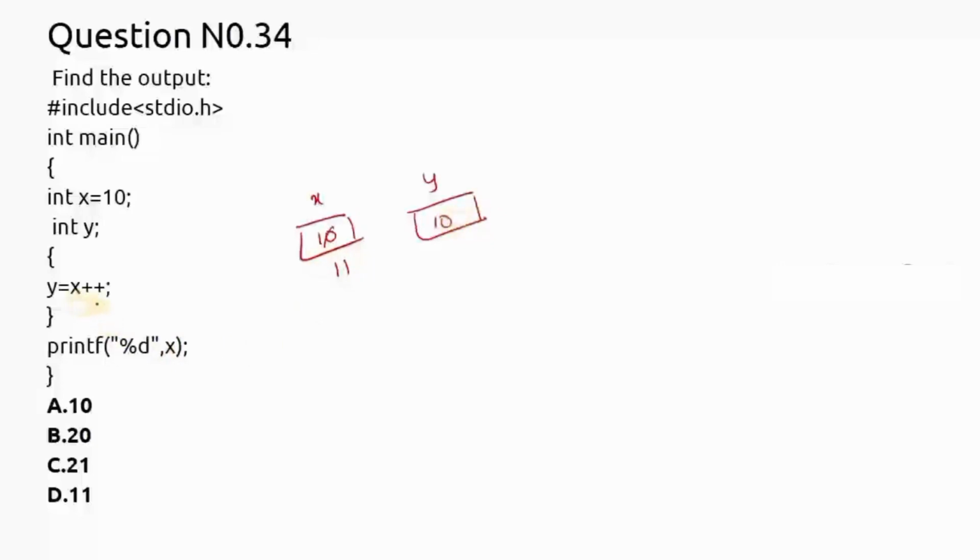Remember this point. If I write here plus plus x, now you can say that x will have 11 and y also will have 11. But here in our question, x plus plus means x will be assigned to y. That means 10, then x value is 11. So answer is D.